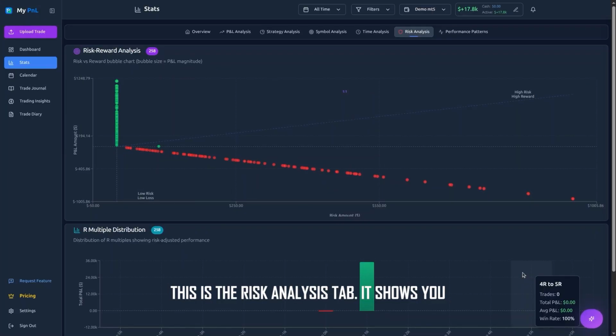This is the risk analysis tab. It shows you the relationship between risk and reward across 258 trades. The first chart is risk reward analysis. This bubble chart plots risk amount on the x-axis and PNL amount on the y-axis. The size of each bubble represents the magnitude of that trade's PNL.